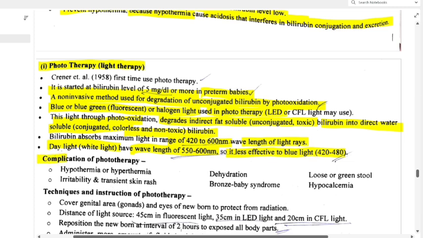Now comes to complications of phototherapy. Hypothermia or hyperthermia, both can happen. Dehydration, loose or green stool, then irritability and transient skin rash, bronze baby syndrome, hypocalcemia. All this will be the complications of phototherapy.